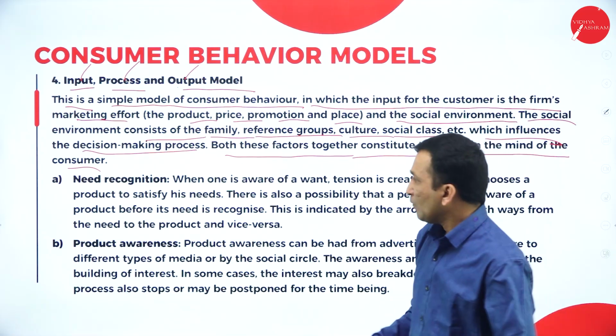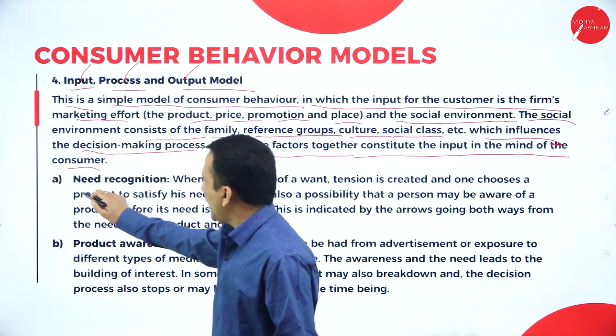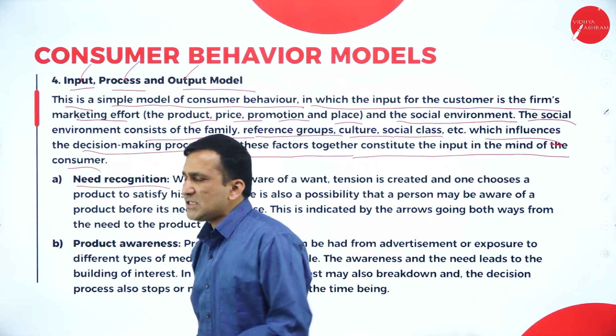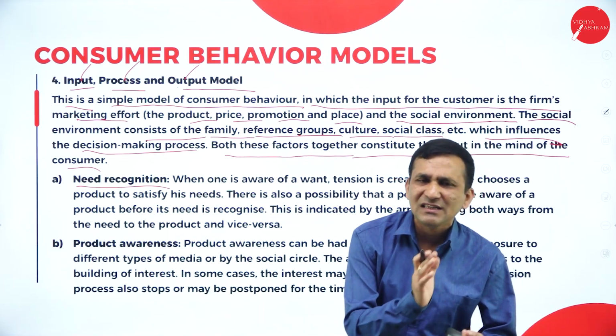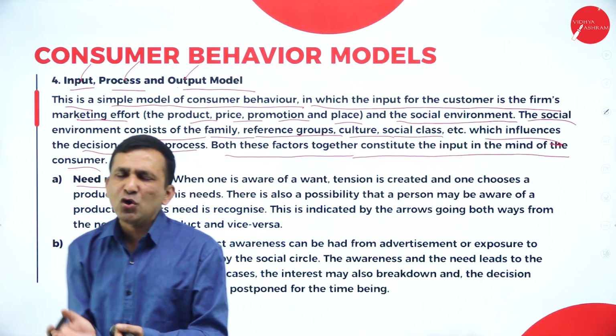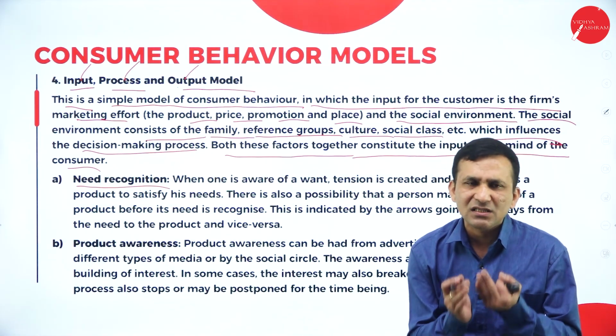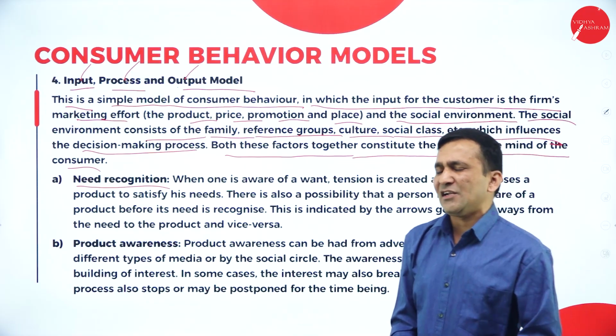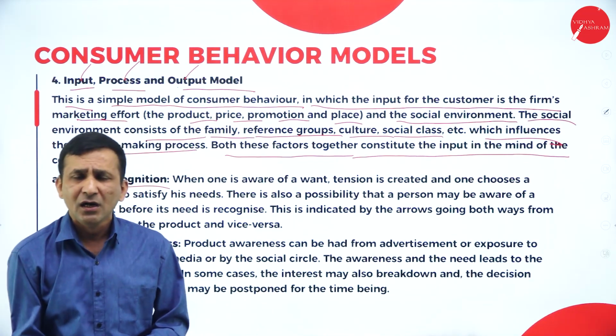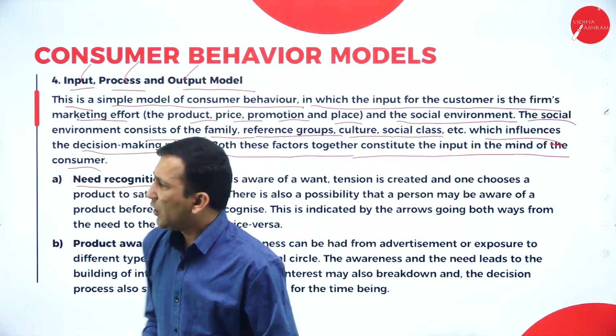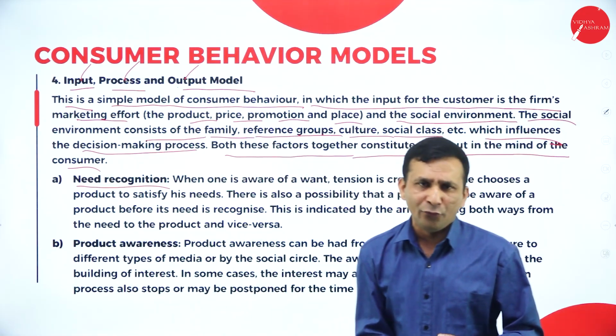Now the next one, under this first one, need recognition. From consumer to consumer, their needs will vary. In the last slide, I explained Maslow's hierarchy of needs. Every consumer tries to prioritize the basic needs they want to fulfill first, and then they go for the remaining four needs.